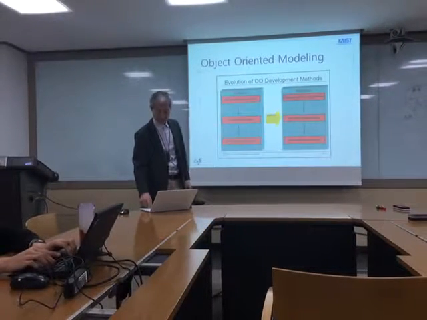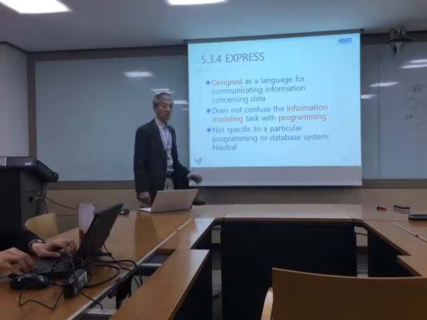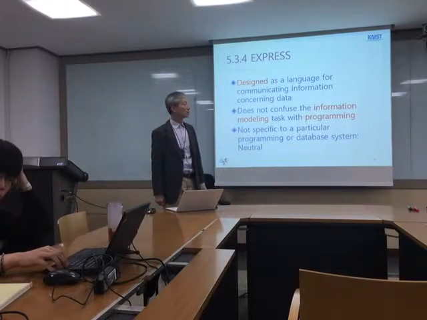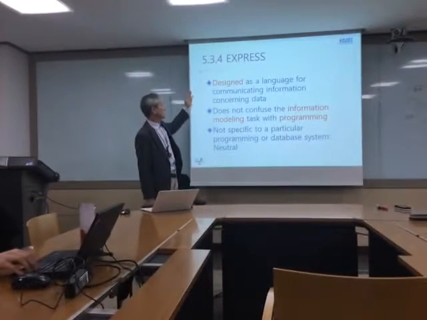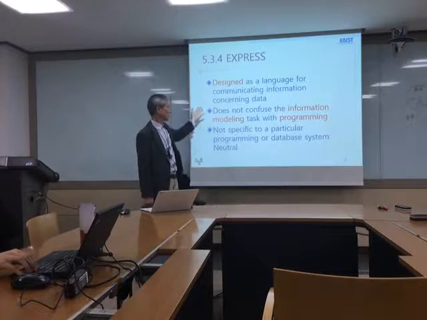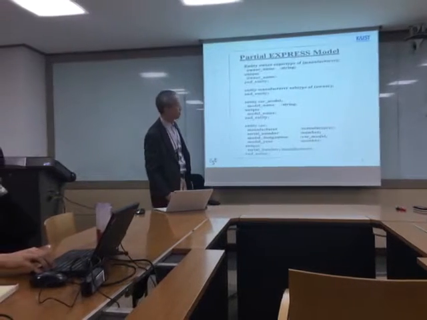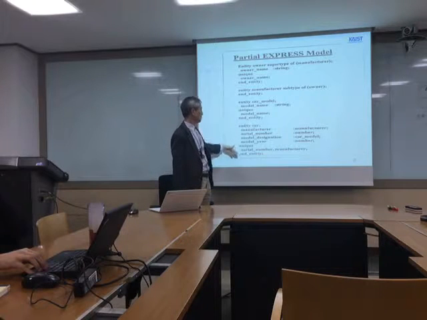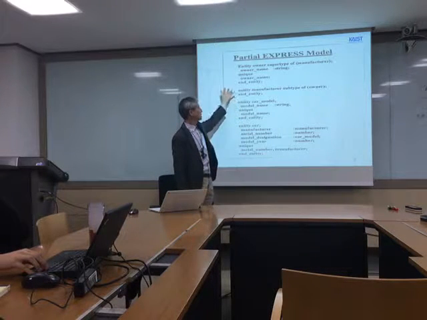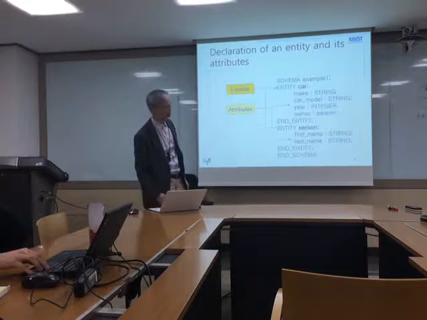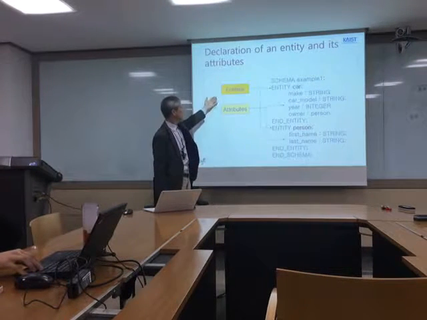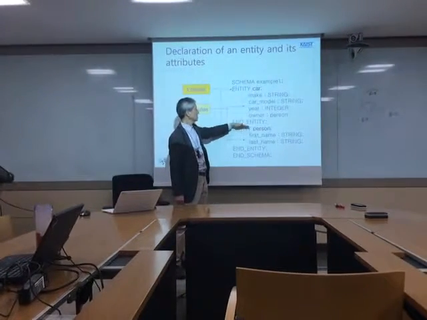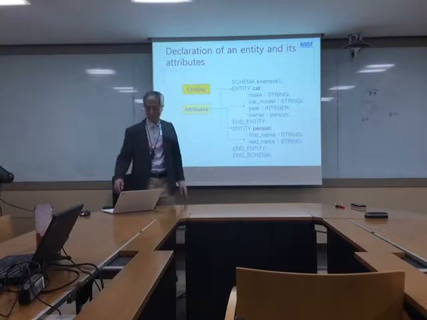Now we are talking about Express. This is the same material as I covered last week, so just remember this. The language for information modeling has models such as entity, end entity, and car model, and then supertype. And it also has entities and attributes for the car model, car schema, or entity person, entity car. And you already see this one.